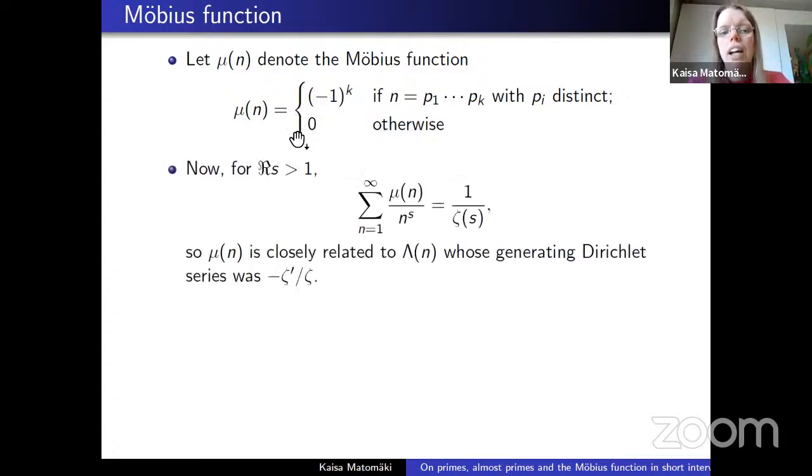And it's possible to work out the generating Dirichlet series for the Möbius function. If you look at the sum of μ(n) divided by n^s, it is 1 over zeta. And this already tells us that the Möbius is quite closely related to the von Mangoldt function, whose generating Dirichlet series was minus zeta prime over zeta. And this is 1 over zeta. So they are closely related.